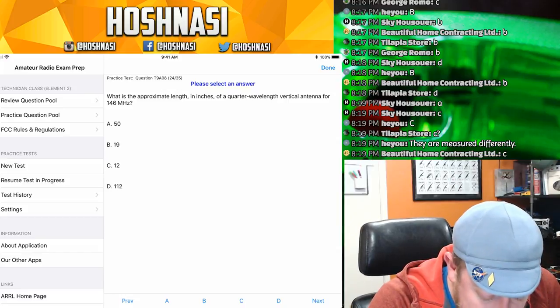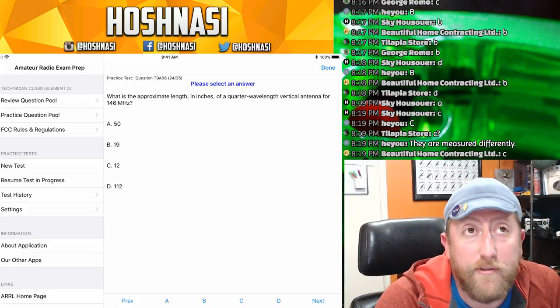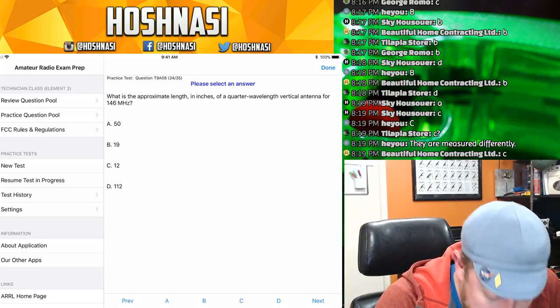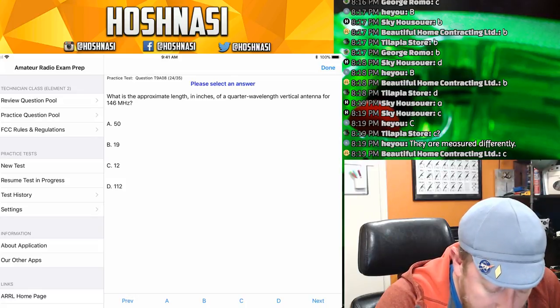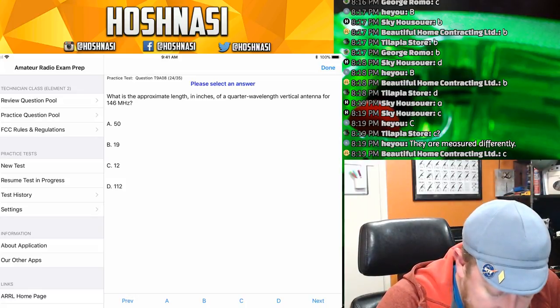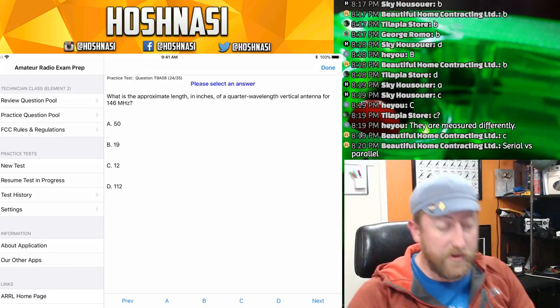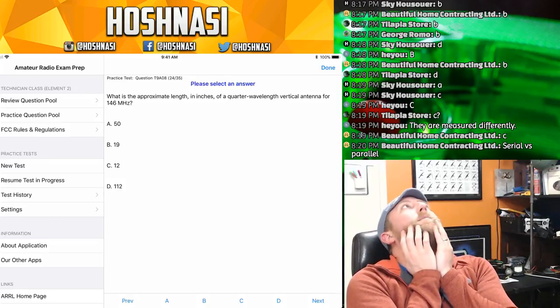What is the approximate length in inches of a quarter wavelength vertical for 146 megahertz? So quarter of, what is the approximate length in inches? So you have to convert the megahertz to inches. And I don't remember what the algorithm is for that.